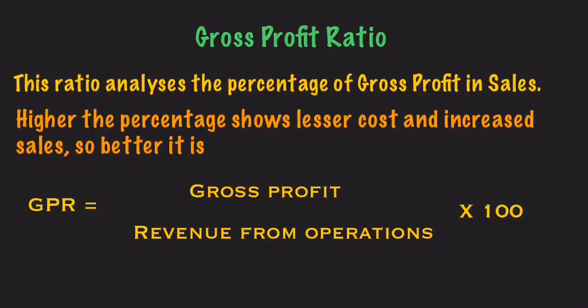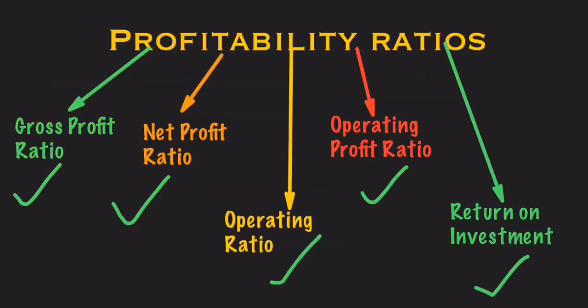Now, what does more gross profit mean? A higher percentage shows lesser cost and increased sales. So it is better. If the company's gross profit is higher, that means the company is earning more and more profit by reducing its expenses, especially the direct expenses. Lesser direct expenses or lesser cost of production and increased sales, that is the meaning of a higher gross profit percentage. And one thing I forgot to tell you: all these ratios are expressed in percentages, because profit can be better understood through percentages.